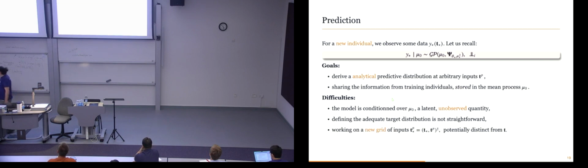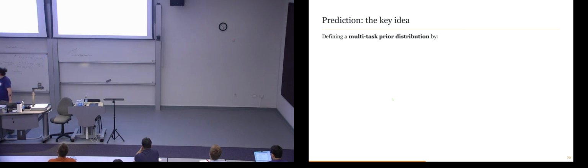And the target distribution, it's easy now because I will give you the answer in one slide, but it really took me 9 months to know just which quantity we wanted to compute. That's definitely not straightforward. And we are working with a new grid observation, but we don't really care about that, just math details. The thing is, we can sort this all out by defining what I call a multitask prior distribution. Prior distribution, you will see, because the strategy is the same as before.